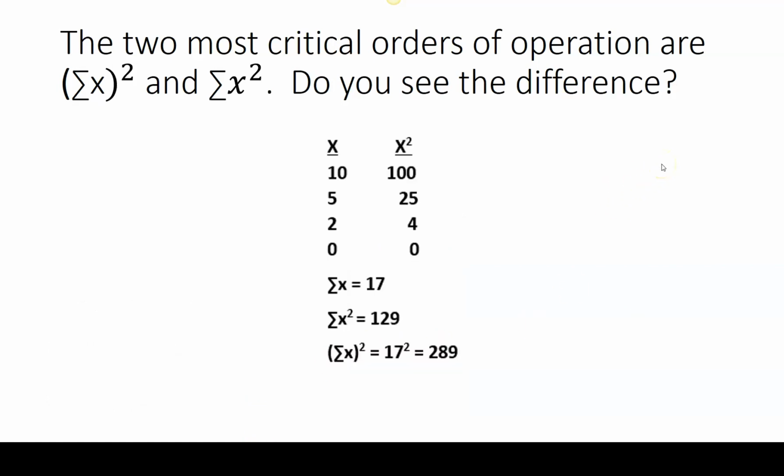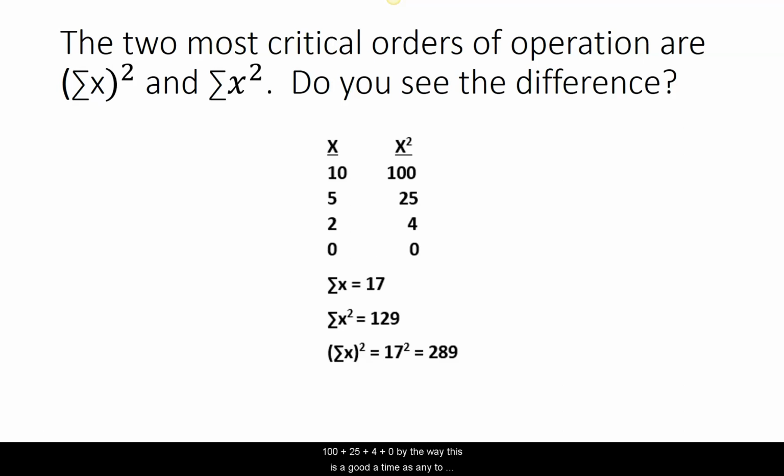Here is another example. The two most critical orders of operation are, as we say, you can see that sigma x equals 17: 10 plus 5 plus 2 plus 0, 17. If I put that 17 in parentheses, sigma x in parentheses squared is 17 squared, which again you knew off the top of your head is 289. I'm kidding, of course. And then the other treatment is I square all the numbers first when I see no parentheses and add up those squares. 100 plus 25 plus 4 plus 0.